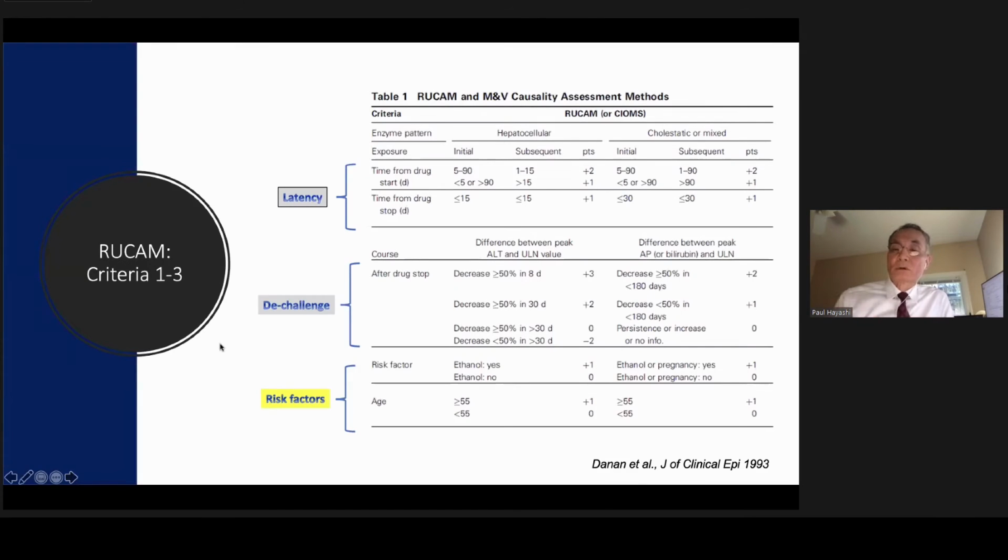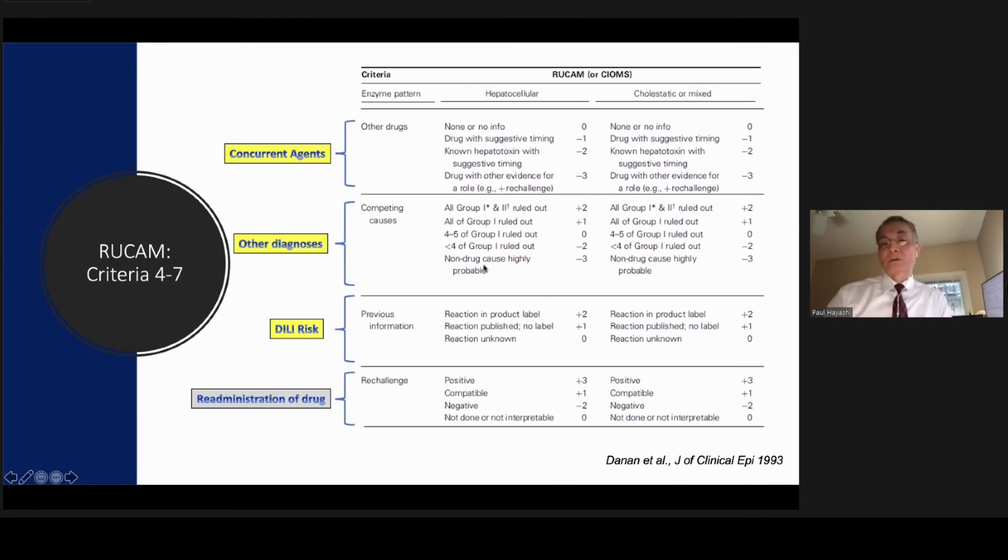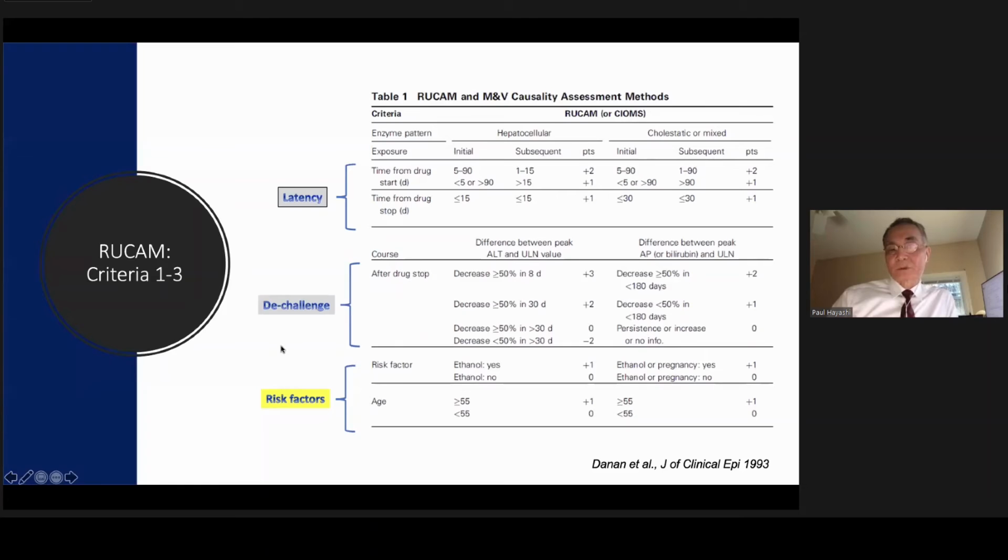So many of you know the RUCAM. I won't walk you through it in detail, but I wanted to give you an overview. There are 7 criteria: latency and D-challenge. Basically, you fall into these time frames, 5 to 90 days, and you pick up so many points. I wanted you to remember this point range of 1 to 2. I'll come back to that. And the D-challenge is similar, picking up points as you go along.